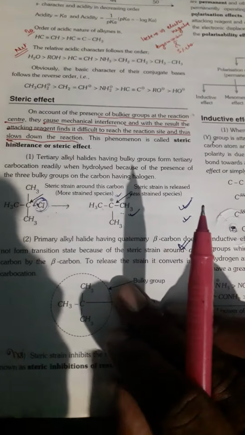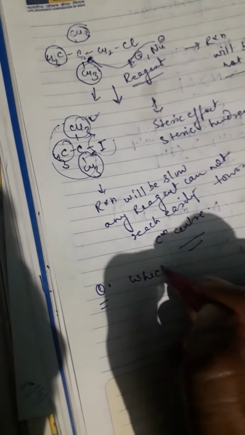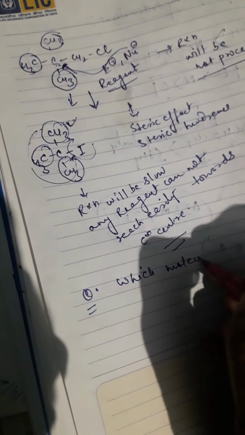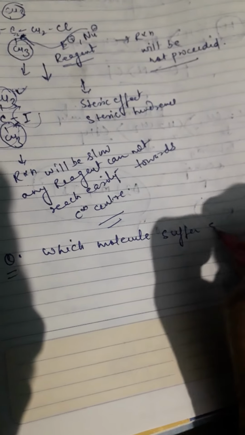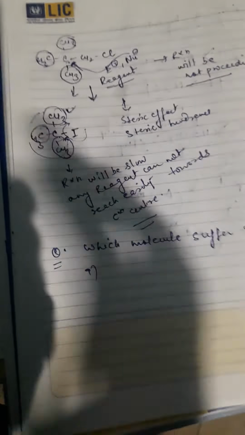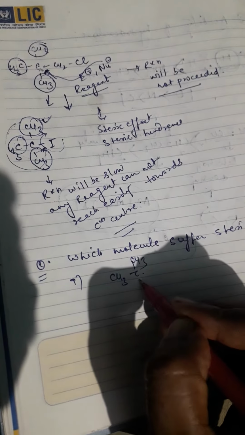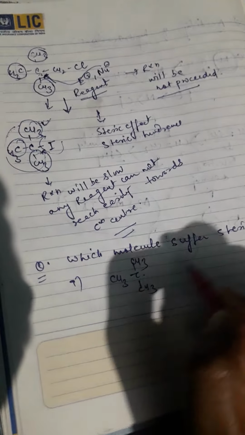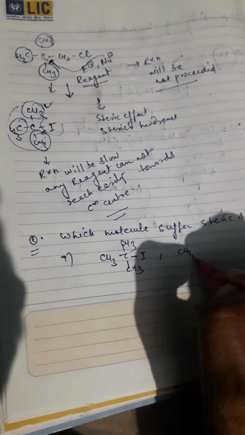So that is the first one. Now a question can be asked like this: which molecule suffers steric strain? Suppose this type of question can be asked. The first option is given, and this molecule is also given.